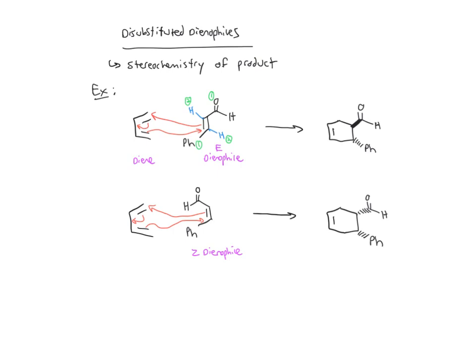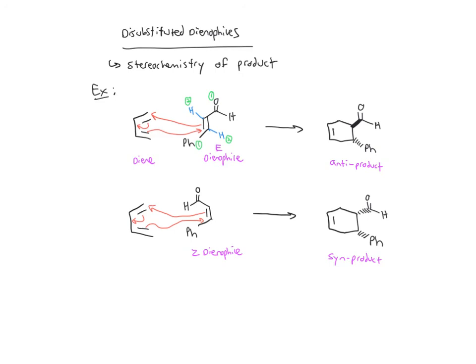And so with our E-dienophile, with those groups on opposite sides of the double bond, we end up getting that anti product, and we got the syn product when the two groups were on the same side of the double bond.